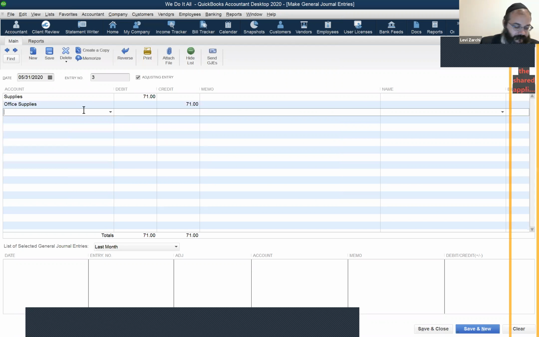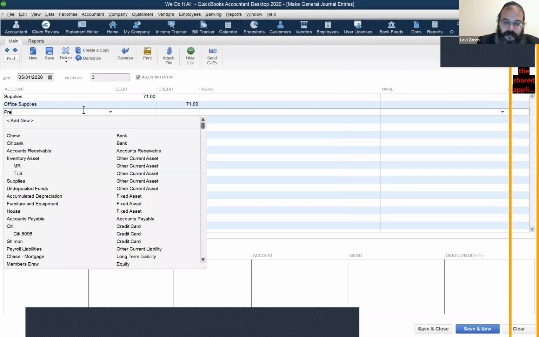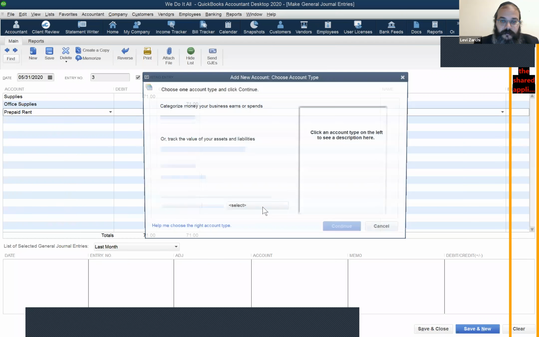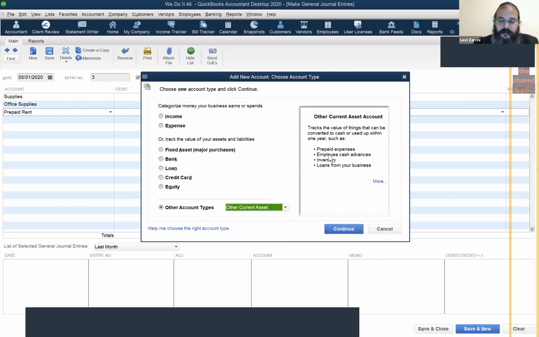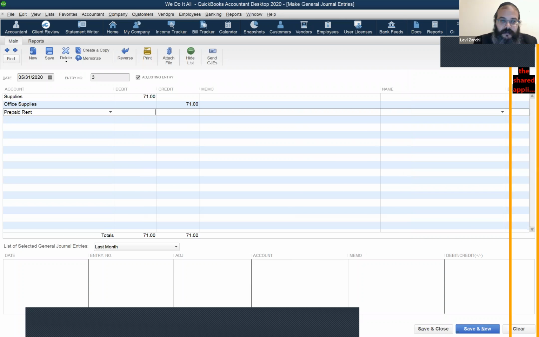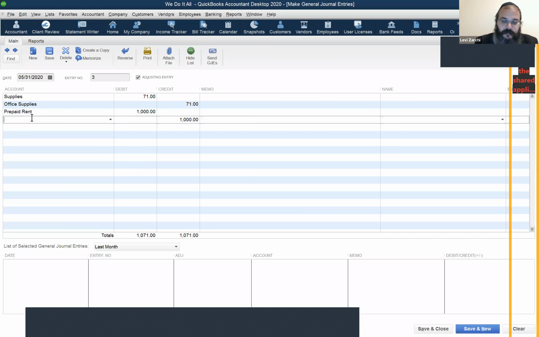Then again, we have to take $1,000 out of rent. So we do prepaid. We're going to call it prepaid rent. Prepaid rent debit. It's also another current asset. Same thing with employee cash advances. Sometimes an employee asks you to give them money against their next check. So it's not an expense, it's a loan. You gave him the money, and you have security. You have his next check from which to get your money back. Okay, $1,000 is a prepaid rent, and we're taking this off of rent expense.